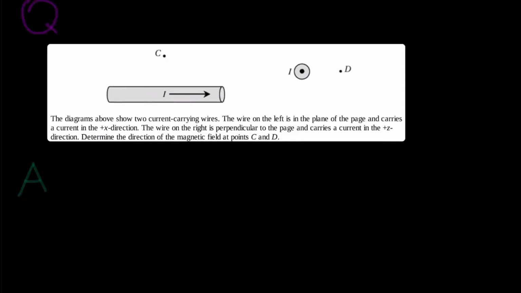The wire on the right is perpendicular to the page and carries a current in the positive z direction. Determine the direction of the magnetic field at points C and D. We have 2 situations here and we're going to use the right-hand rule for both of them.